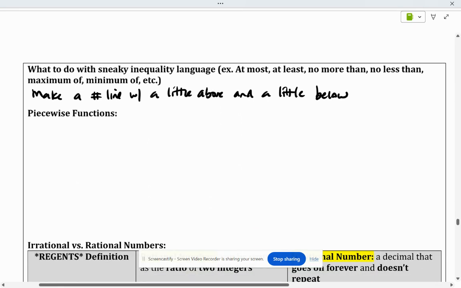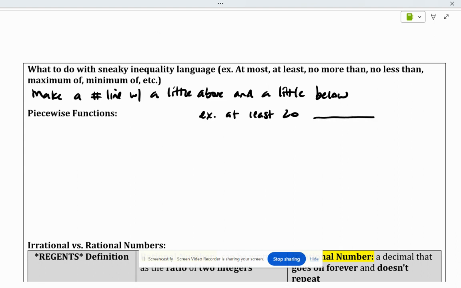And then you consider which inequality symbol you should use, right? So, for example, at least 20. You have a number line that looks like this, and I'm like, at least 20. What the heck does that mean? What number should go in the middle? 20. What should you put on the left? 19. What should you put on the right? 21.